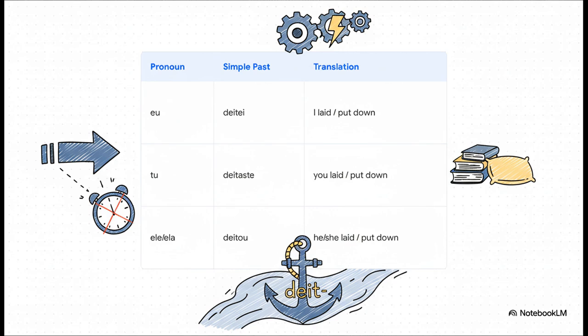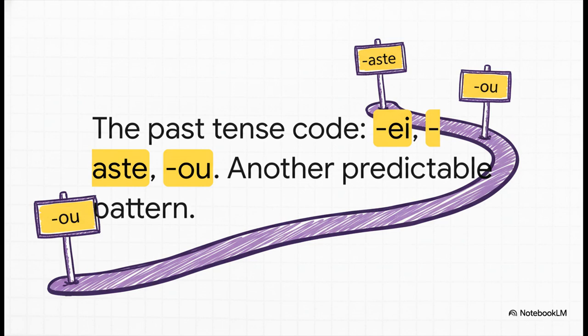So, what about the past tense? Well, take a look. It's the exact same logic. That stem, deit, is still our anchor. It doesn't move. But because the action happened in the past, we just need a new set of endings. We're just swapping them out. And here they are. This is the code for the past tense: ei, aste, ou. It's a completely new set of endings, but they follow the same predictable pattern attached to that same stem we already know. Are you starting to see how this map is coming together?